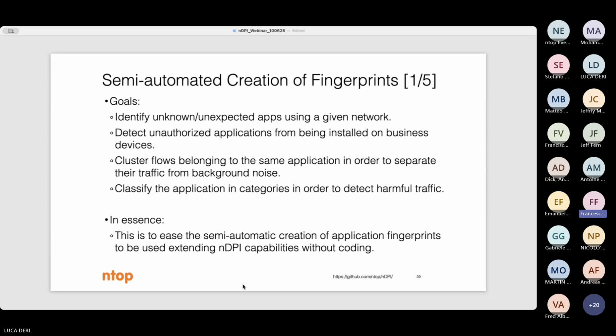This can also be useful to classify together the applications and to check if an application is connected to some harmful IP, for example, and so to detect harmful traffic. The aim is to create some fingerprints in a semi-automatic way. So this means that there is less interaction needed from the end user of nDPI, and they can be integrated into nDPI.